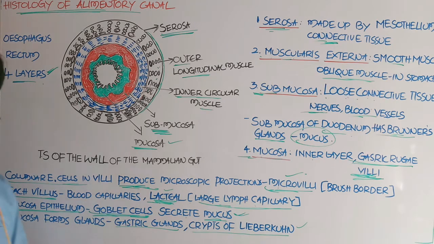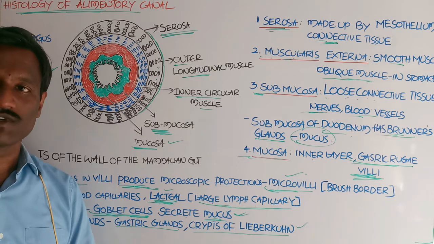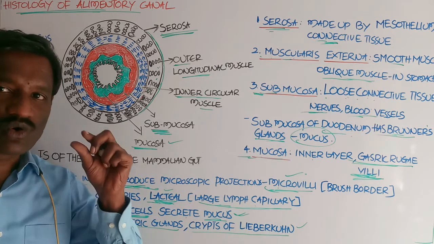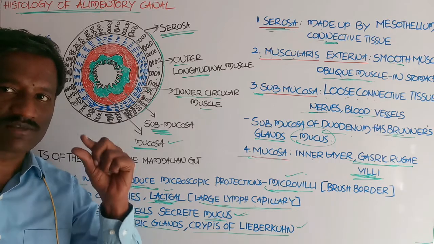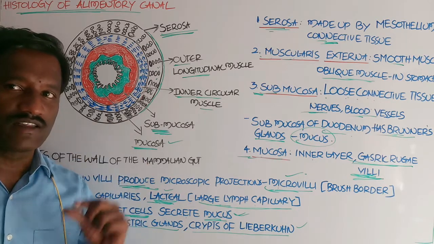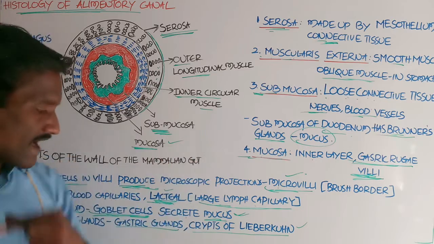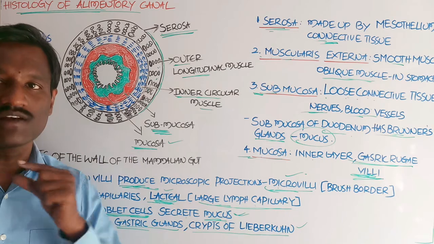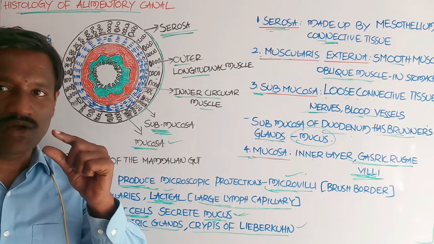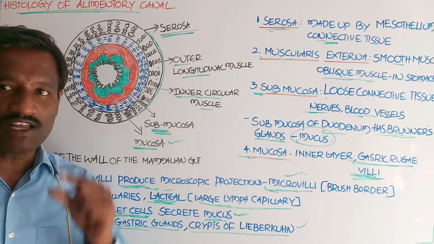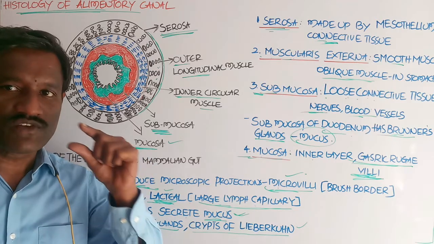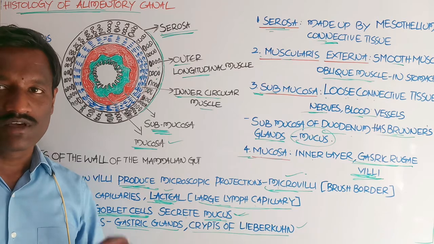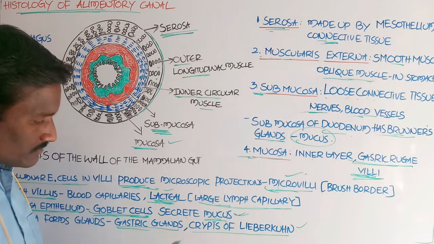Under the mucosa, glands form in some regions of the alimentary canal. The mucosa of the stomach forms the gastric glands, which secrete the gastric juice. And in the mucosa of the small intestine, at the base of the villi, there are the crypts of Lieberkühn.